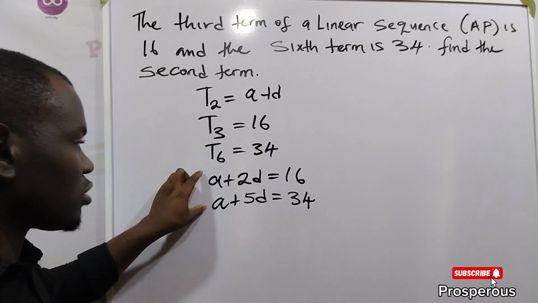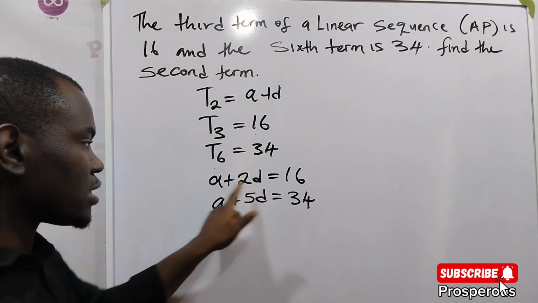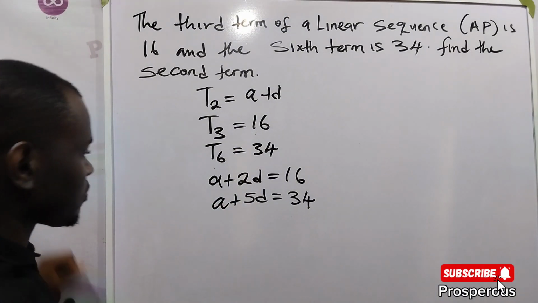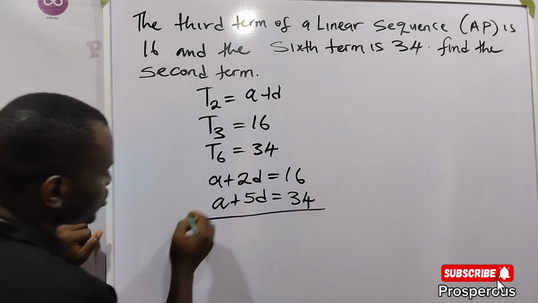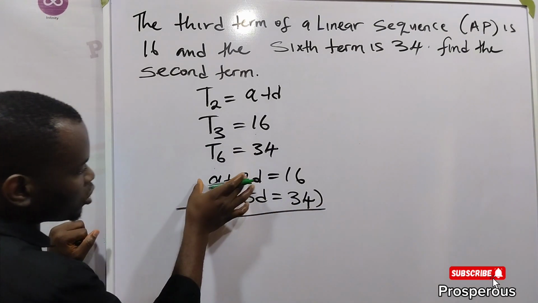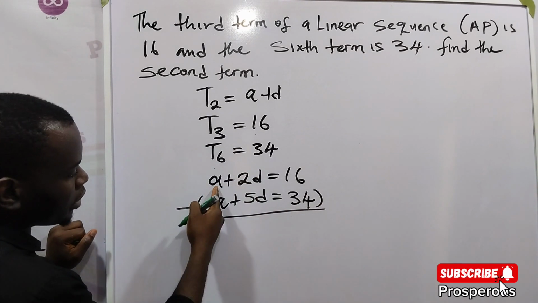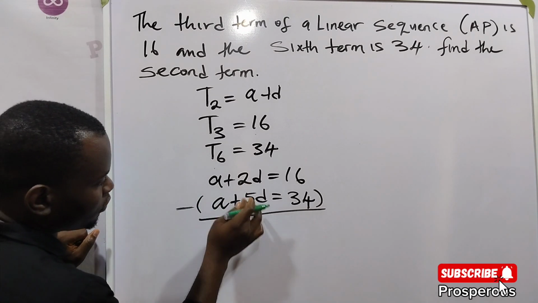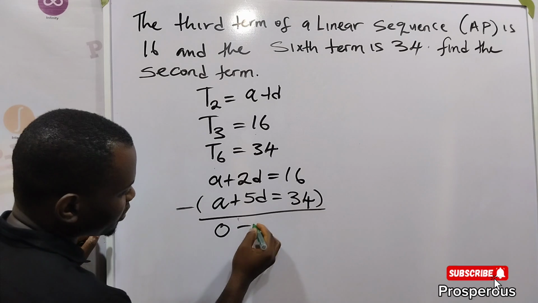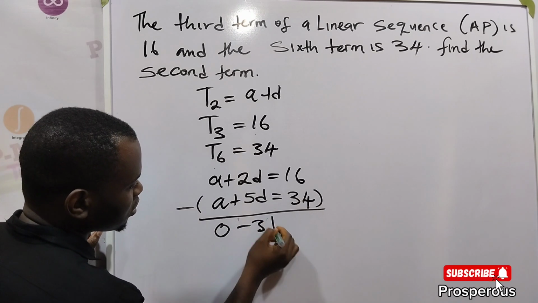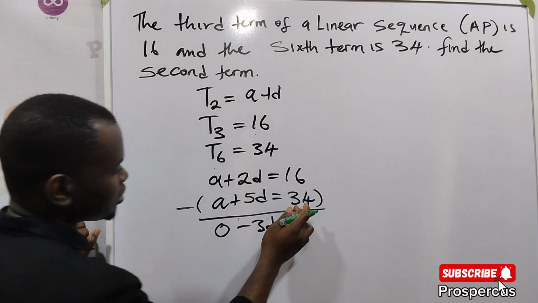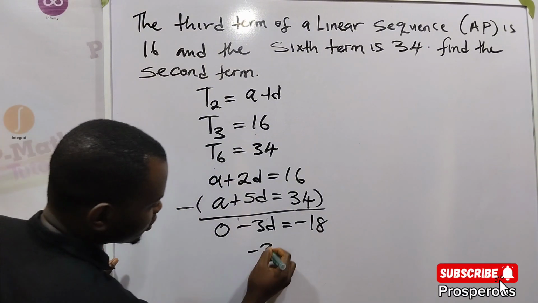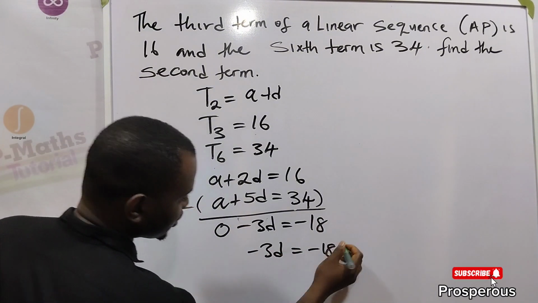Let's solve this question simultaneously. Then we get A and D, which is our first term and common difference. I will use the elimination method. Equation 1 minus equation 2. A minus A is 0. Then 2D minus 5D will give us minus 3D, equals 16 minus 34, that will give us minus 18. So we have minus 3D equals minus 18.